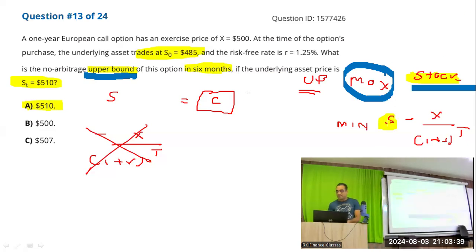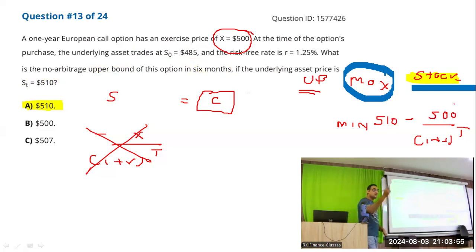So the lower bound is the stock price, 510, minus the exercise price, X, which is 500, divided by 1 plus R raised to 6 upon 12. How much is R? 1% is 1.01 and then 25 after that, so this R over here would be 1.0125, raised to 6 months, so 6 upon 12. Keep in mind, if this answer comes out negative, then the lower bound would be 0.